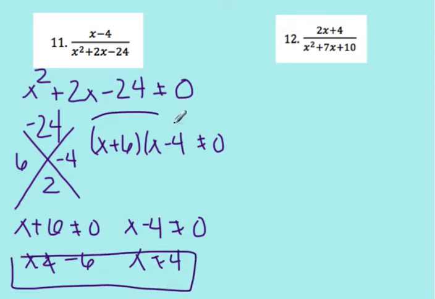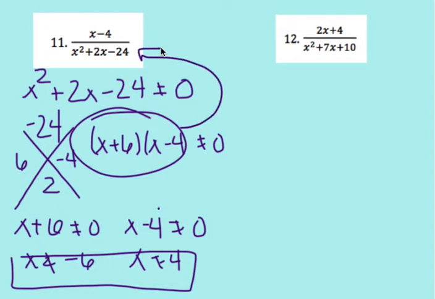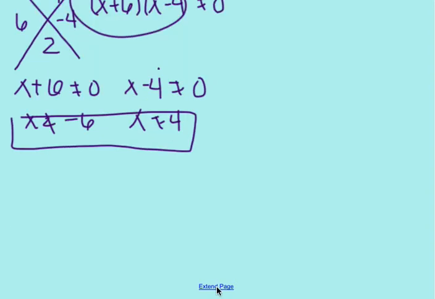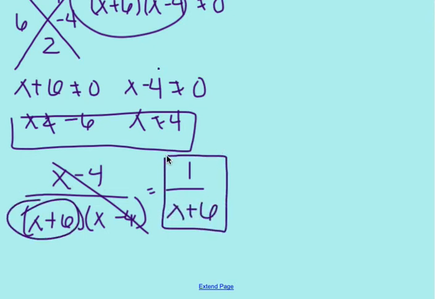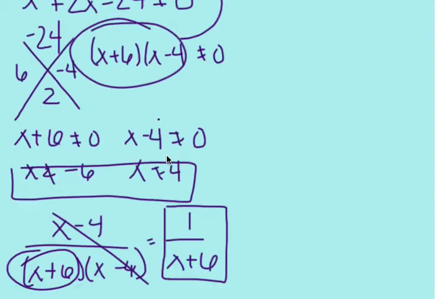Okay, so now I'm going to take my original factored form and use that to replace the bottom, and I'm going to rewrite out the fraction. So I still have x minus 4 on top, but instead of writing x squared plus 2x minus 24, I'm going to write factored form on the bottom, which is x plus 6 times x minus 4. Now when I do that, I can go ahead and cancel out my x minus 4s. Since my top completely canceled out, I'm just left with x plus 6 on the bottom. So this right here is your final answer for number 11.